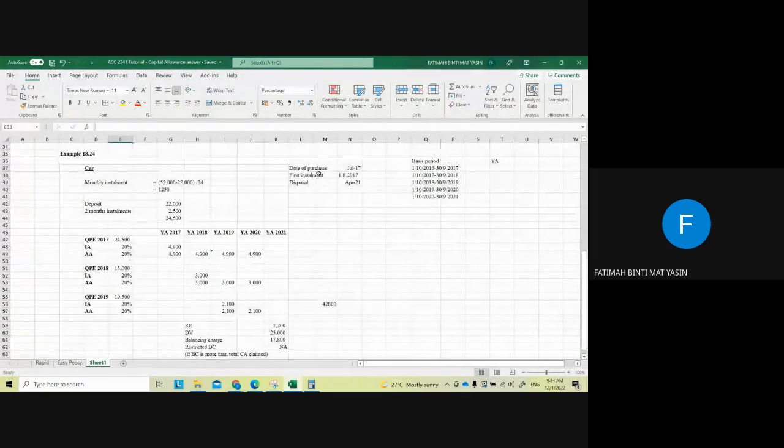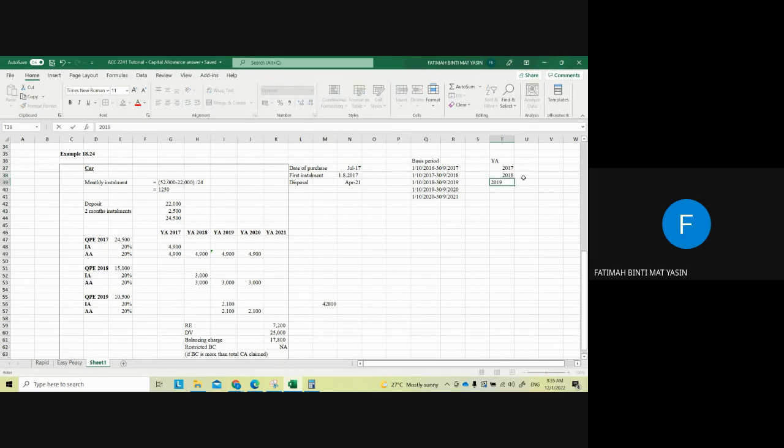Okay, so this example: the company purchased the asset in July 2017. So you need to know the basis period. The basis period 1st October 2016 up to 30th September 2017 is YA 2017. Then this one is 2018, 2019, and then this one is 2020, 2021. You need to know the basis period because you want to know when the company can claim the initial allowance and also the annual allowance.